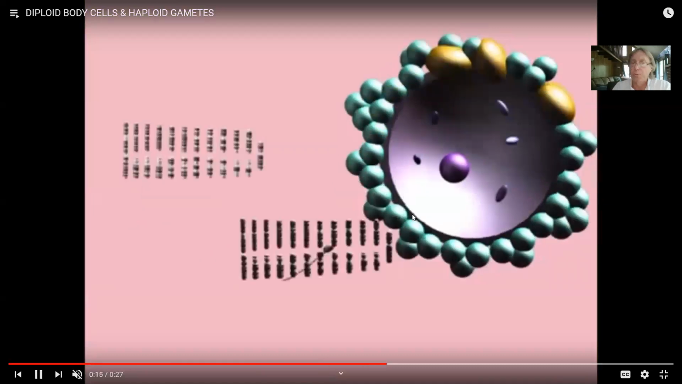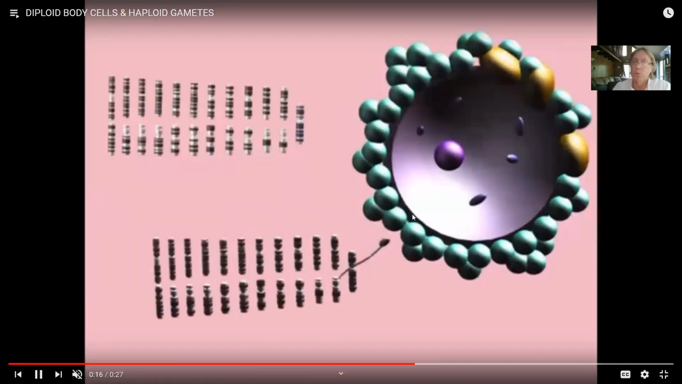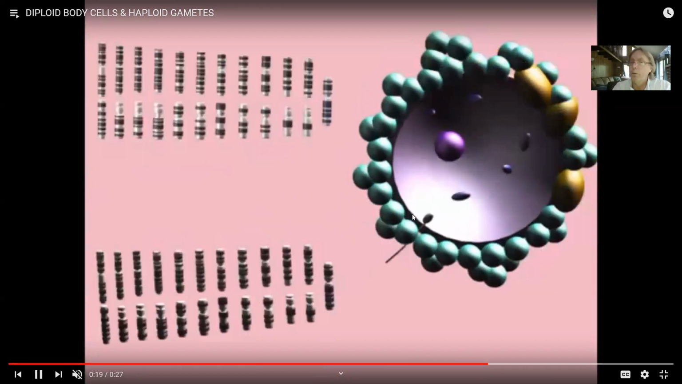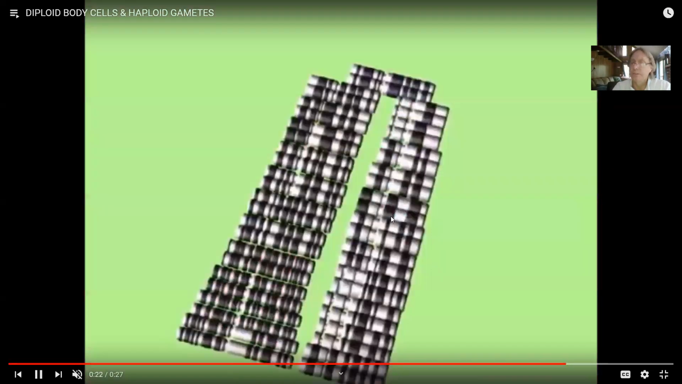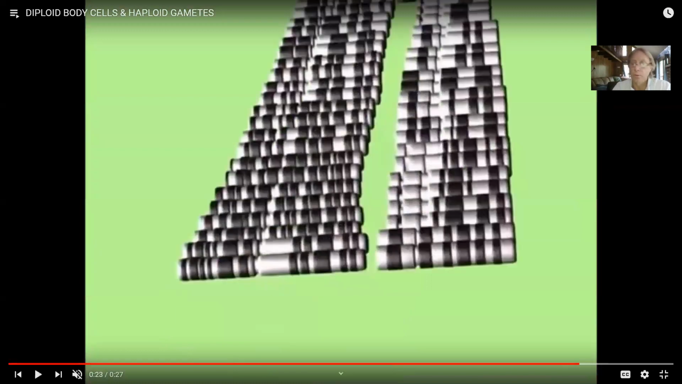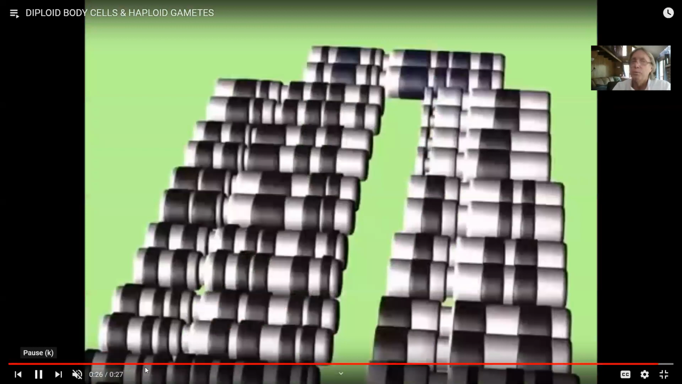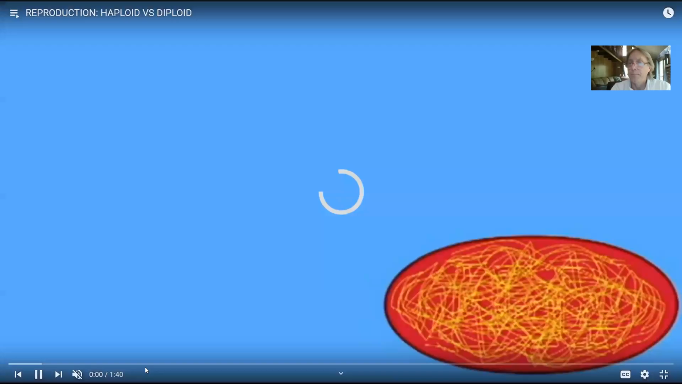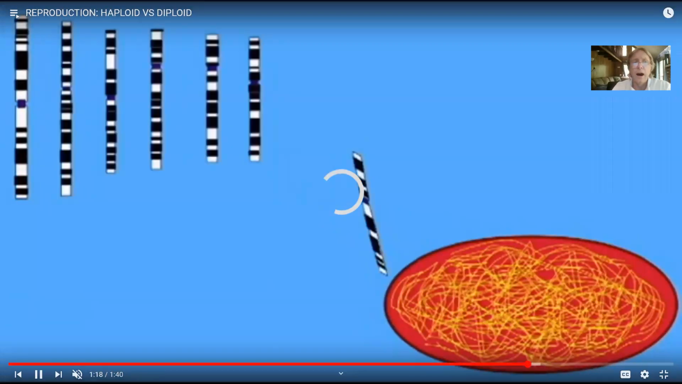So sperm, in the case of humans, have 23 chromosomes, one of each kind. And ova have 23 chromosomes, one of each kind. But all other cells have two sets of these 23 chromosomes for a total of 46. This is the diploid count. And so when we think of haploid cells, we think of the gametes, which exist more or less simply as a single-celled individual, whereas the multicellular part of our life cycle involves cells which are diploid.